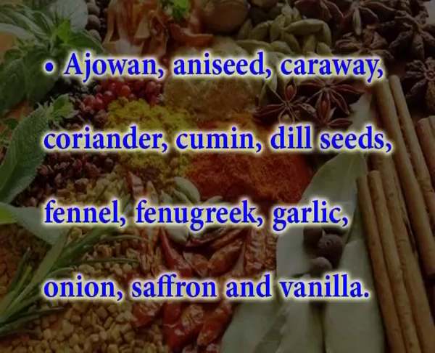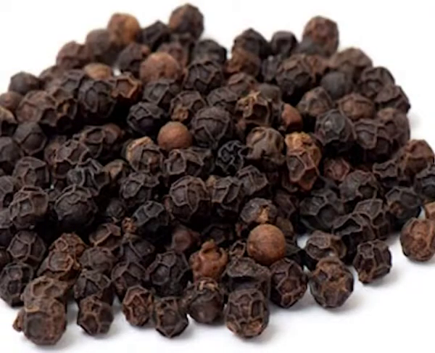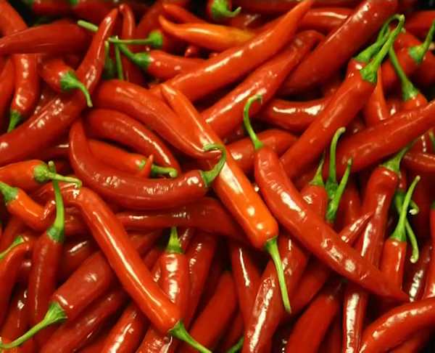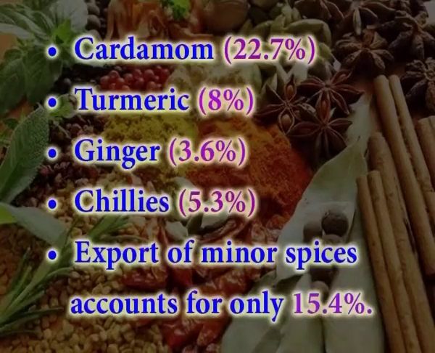The major spices of India, that is pepper, cardamom, ginger, turmeric and chilies, are exported in larger quantities. Out of the quantities of spices exported, pepper ranks first with 41%, followed by cardamom with 22.7%, turmeric with 8%, ginger with 3.6% and chilies with 5.3%. Export of minor spices accounts for only 15.4%.